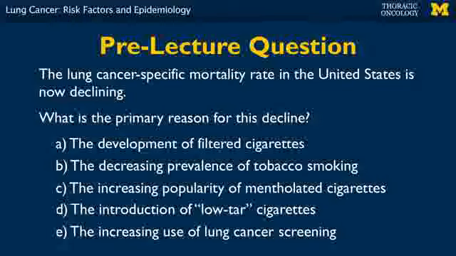The second question: the lung cancer-specific mortality rate in the United States is now declining. What is the primary reason for this decline? The development of filtered cigarettes, the decreasing prevalence of tobacco smoking, the increasing popularity of mentholated cigarettes, the introduction of low-tar cigarettes, or the increasing use of lung cancer screening. So we'll come back to the answers for those questions at the end of the lecture.